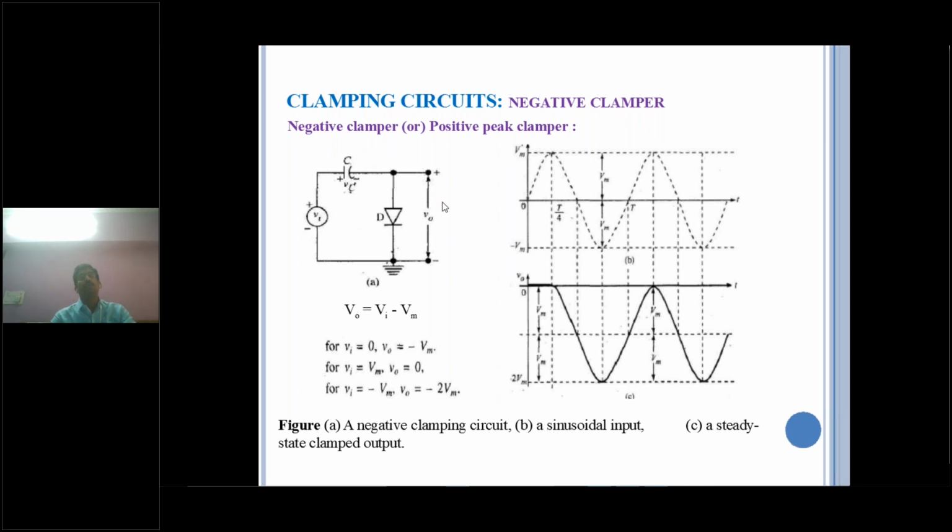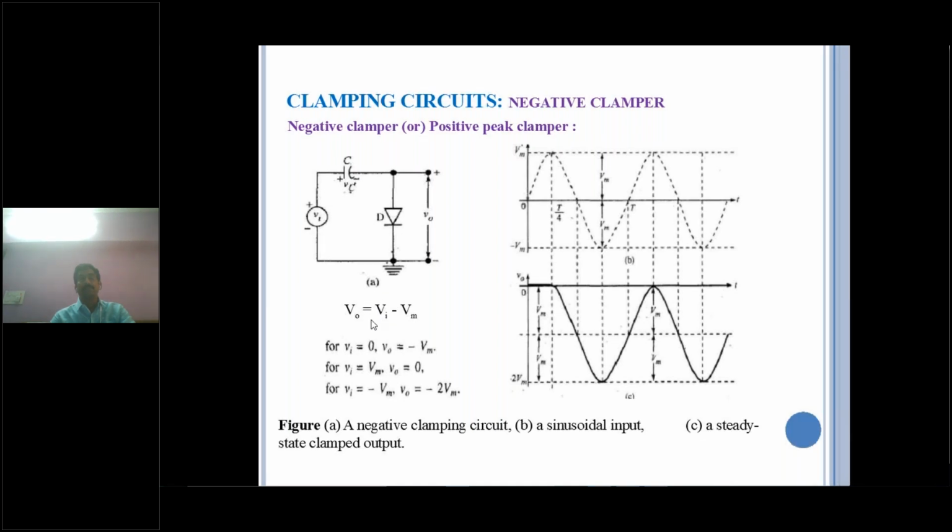That means output voltage or diode voltage equals Vi minus Vc. But Vc equals Vm, the peak value. Why? Because the input voltage will decrease, but the capacitor voltage will be a fixed value. Why will it be fixed? Because the capacitor discharging path is not provided. That means across the diode, we are not connecting any resistor. So the capacitor voltage will be a constant voltage Vc or Vm. That's why across the diode, voltage V0 equals Vi minus Vc, or Vm.